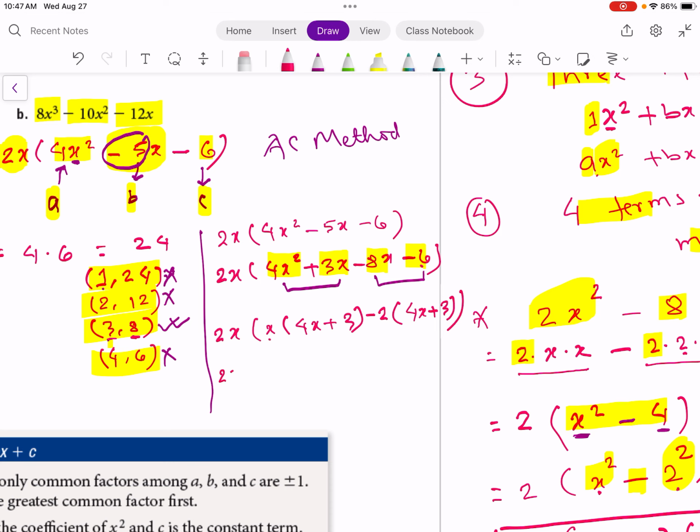So we have 2x. Now we have this term and this term. We have 2 expressions, and in both of these expressions, what do you have as a common factor? 4x plus 3 is common, right? So let's factor out 4x plus 3. We have 4x plus 3 as a common factor, and write down the remaining x minus 2. And this is the factorization of the given trinomial: 2x times 4x plus 3 times x minus 2.